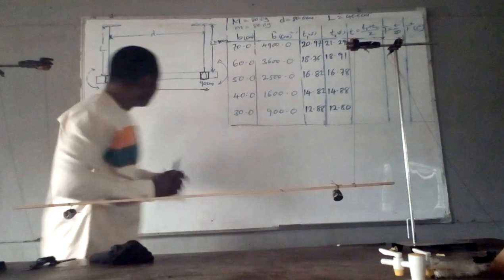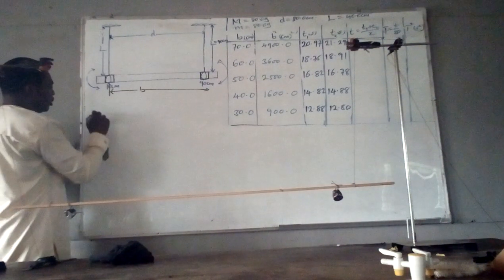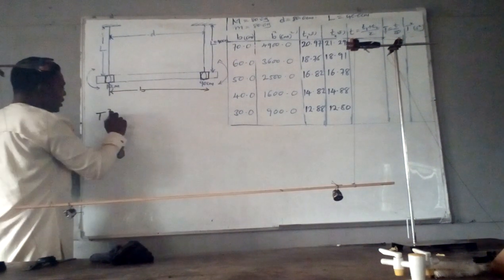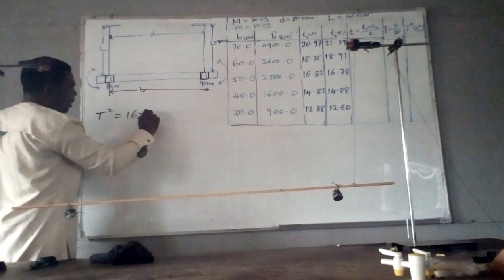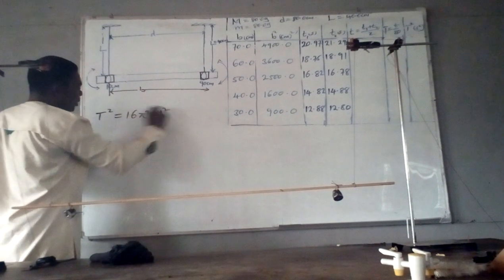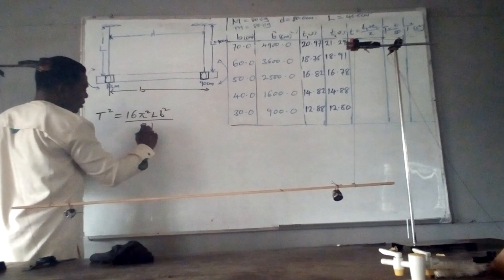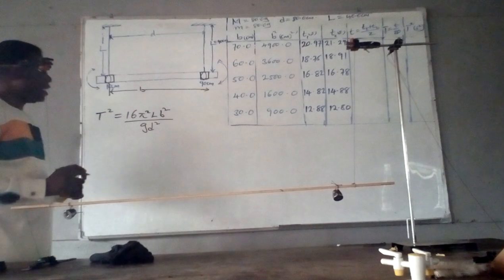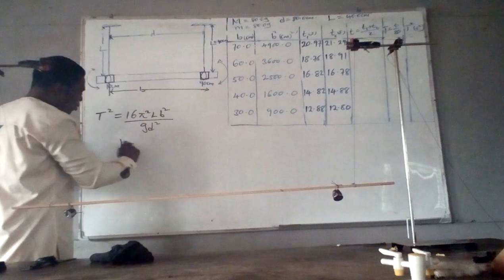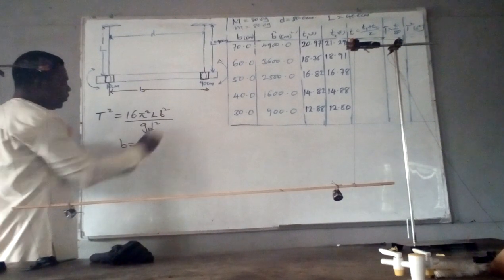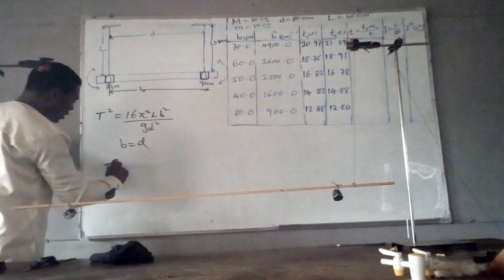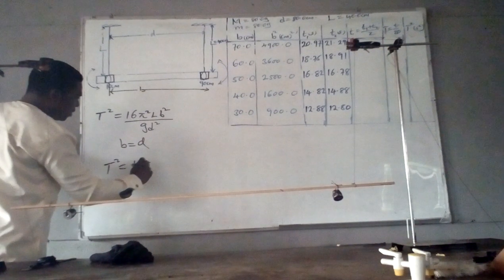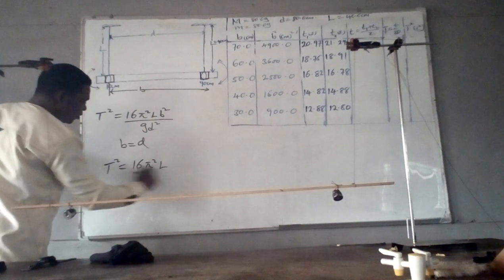And as a result, our formula will change. T squared, don't forget, is equal to 16 pi squared L B squared over G D squared. And now B is equal to D. Therefore, this will cancel out, and then you are left with T squared equals 16 pi squared L over G.